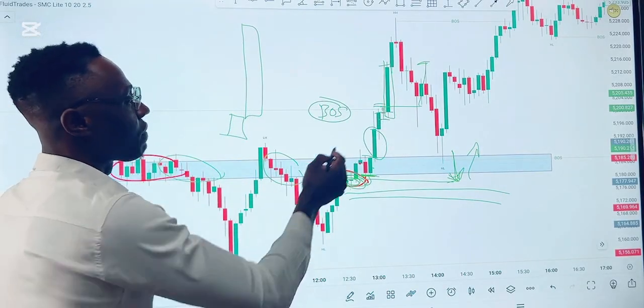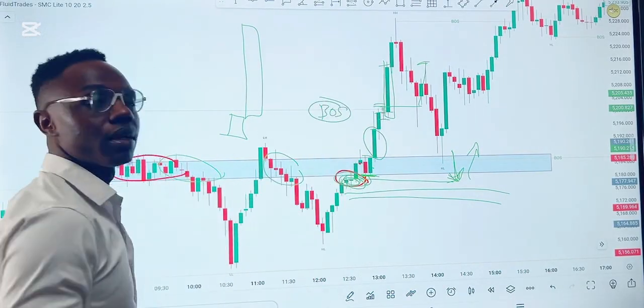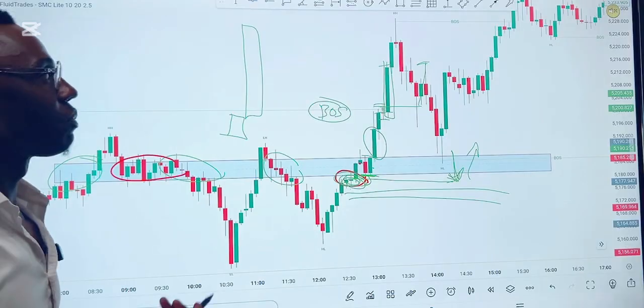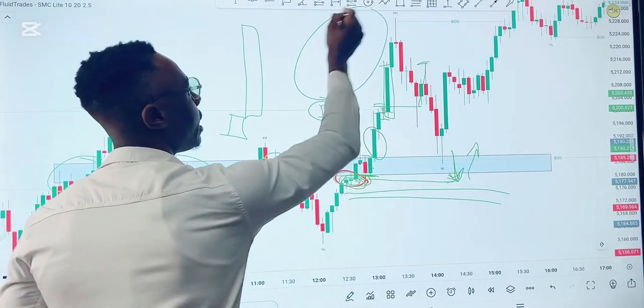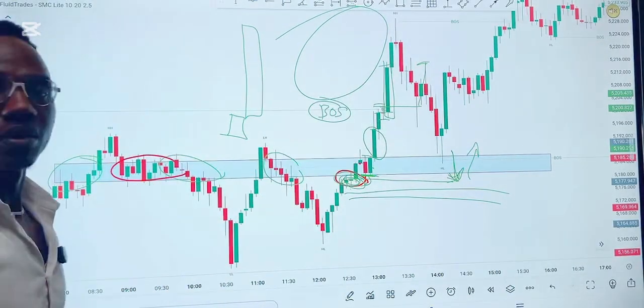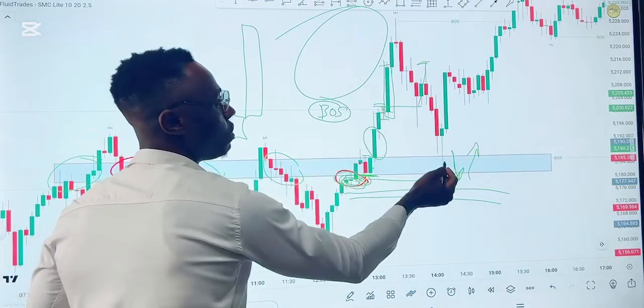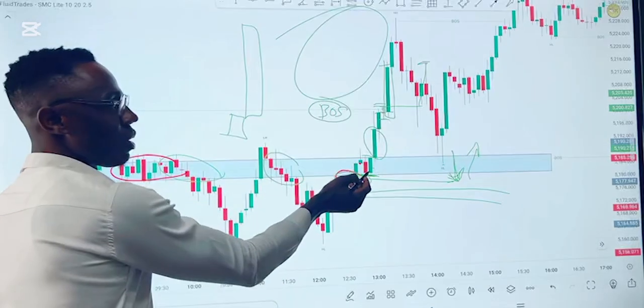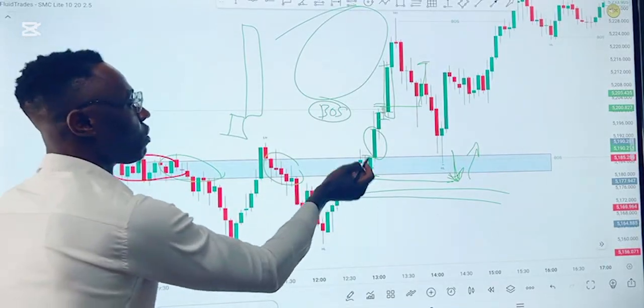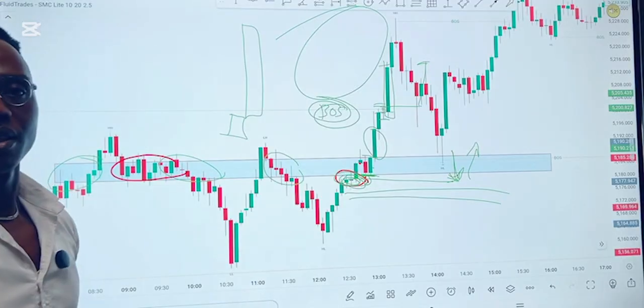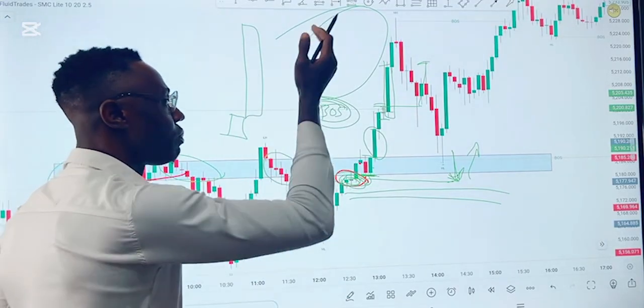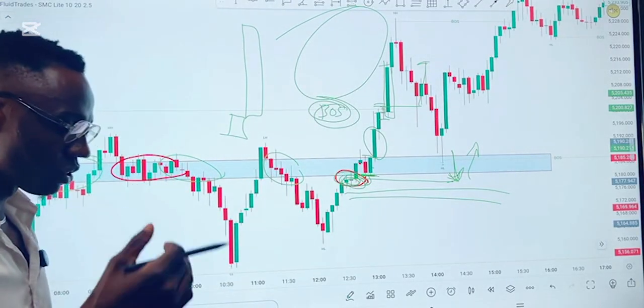Why? Because after this order block, there is no break of structure. Along this line, there's no break of structure. So the price came down to this level and respected this order block instead, because this order block has a break of structure, signifying the price has a higher potential of showing an interest of pushing up.